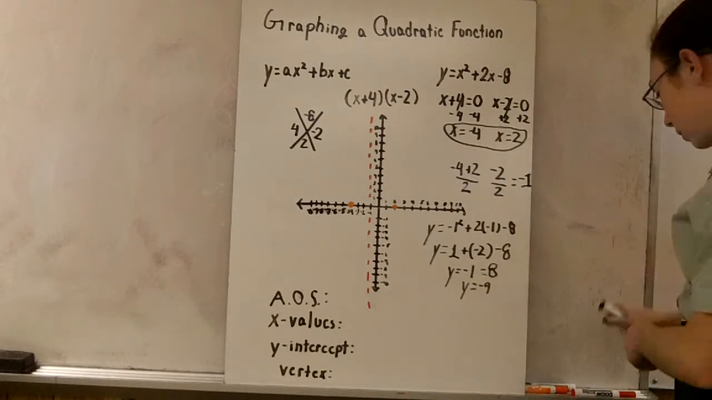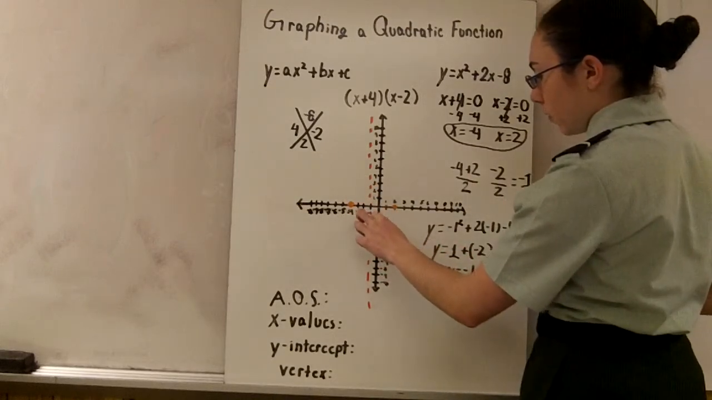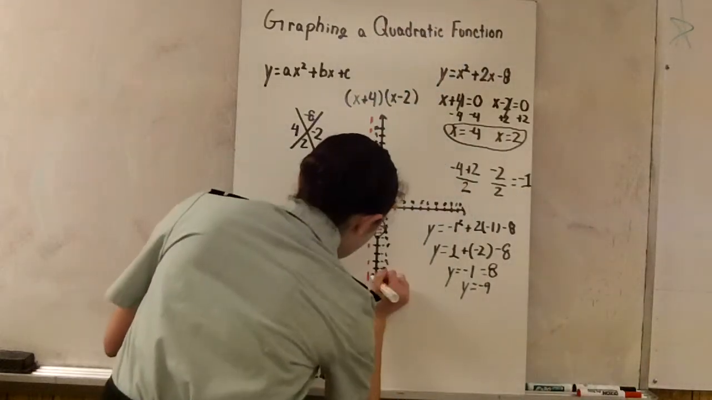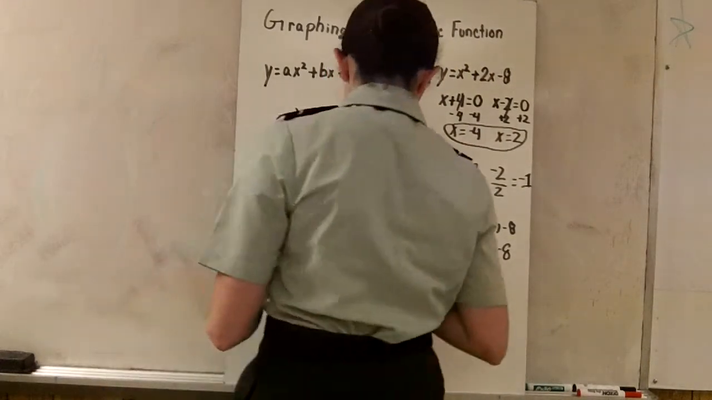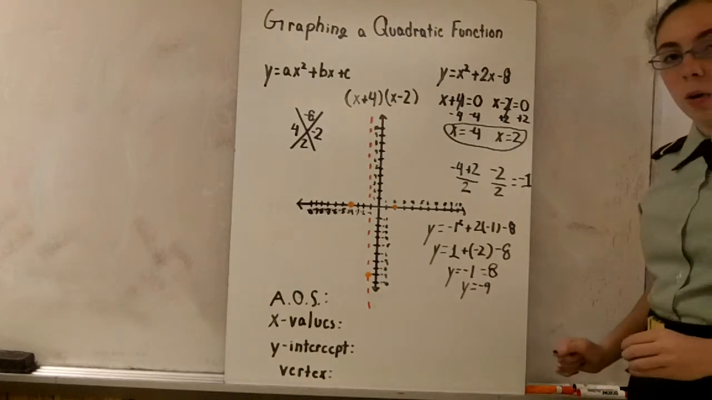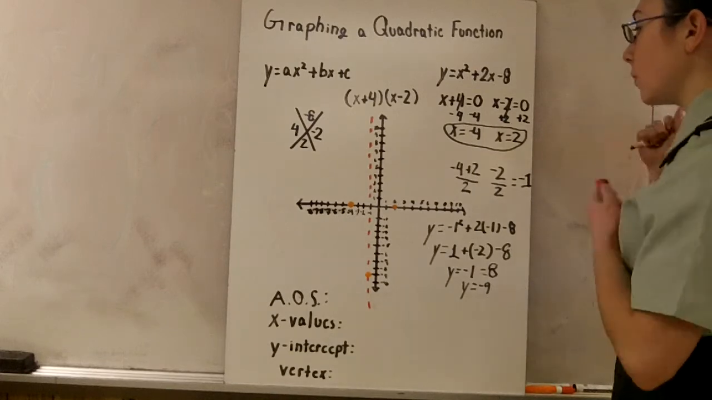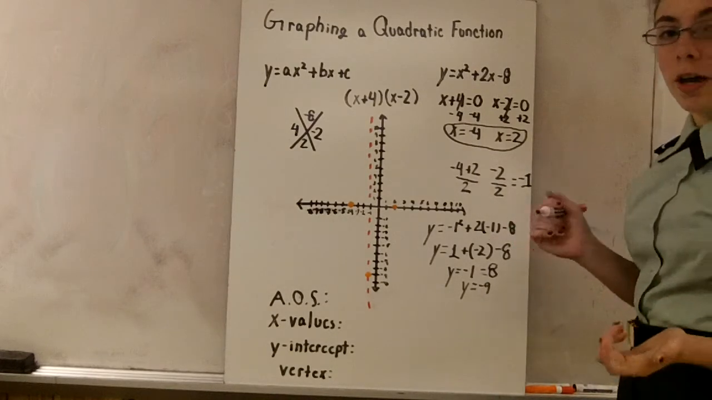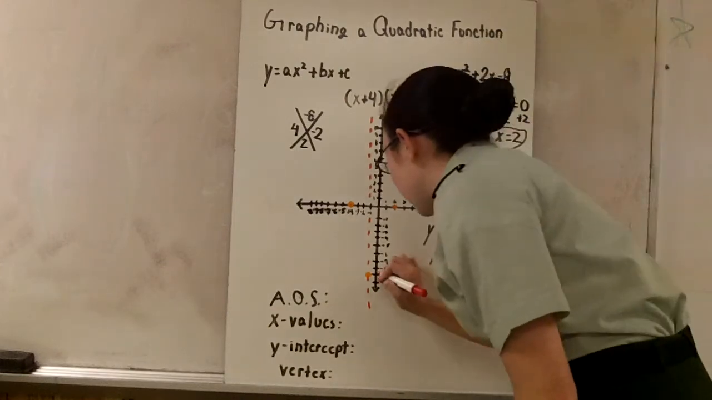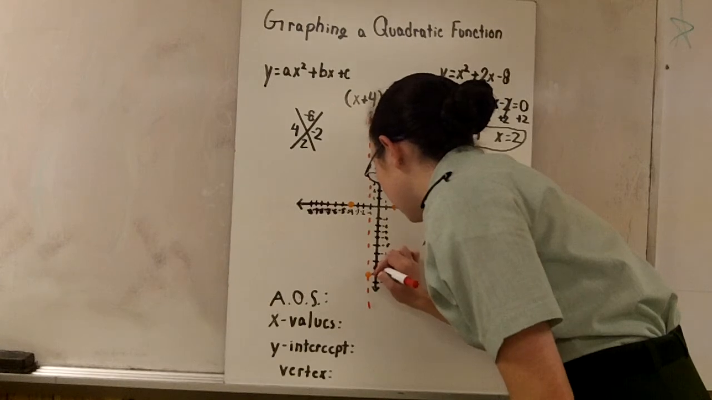So it's going to be on this line, negative 1 and negative 9. Okay, now we want to find our y-intercept for this function. So it's really simple. All you have to do is look at your c value, which is negative 8. So we know it's going to cross through the y-axis at negative 8.